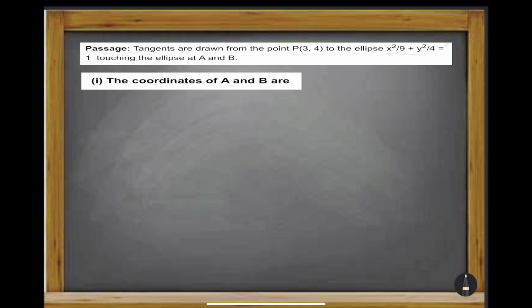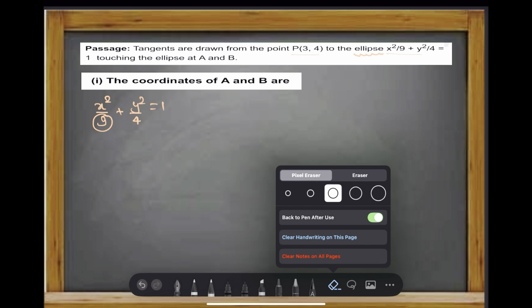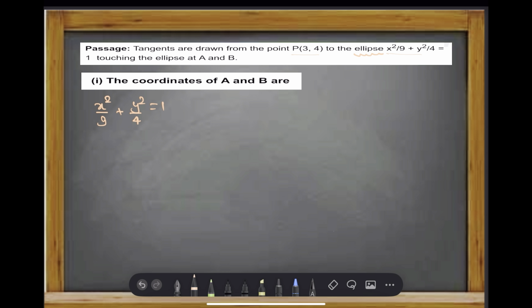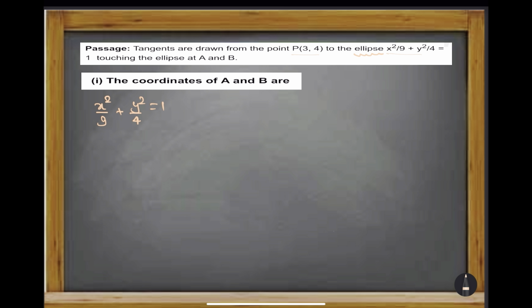Now look at this. Let's try to write down the equation of the curve: x square by 9 plus y square by 4 equals 1. So it is an ellipse, as it is mentioned, and it is a horizontal ellipse as its A component is bigger than B component, correct? So it's a horizontal ellipse. Suppose that we have this as the ellipse.